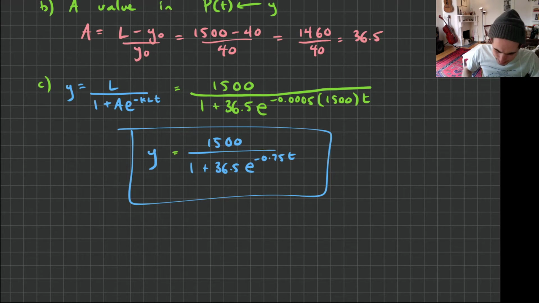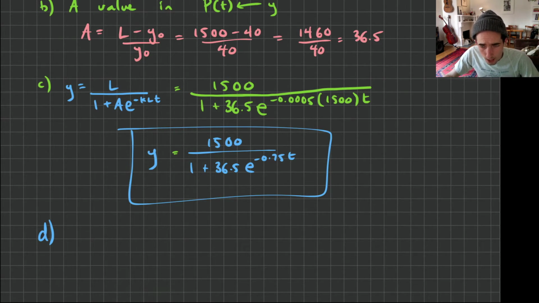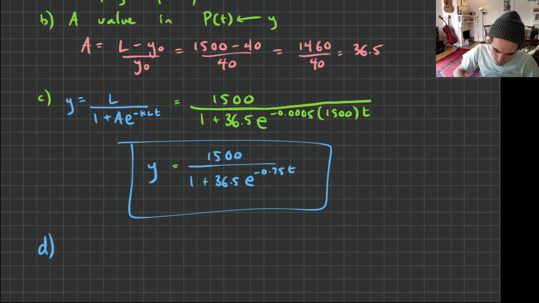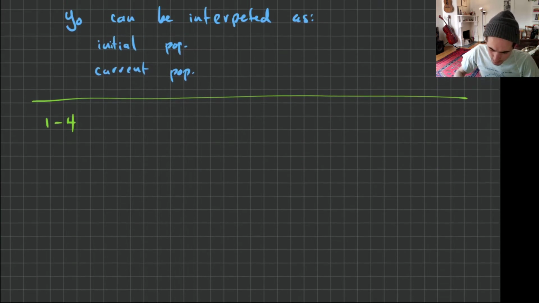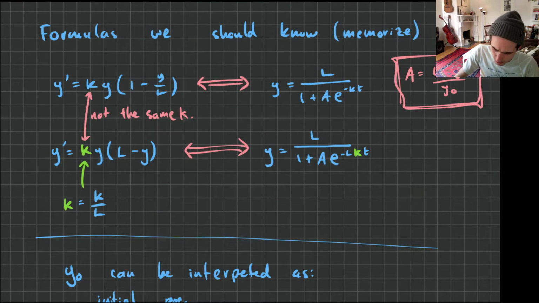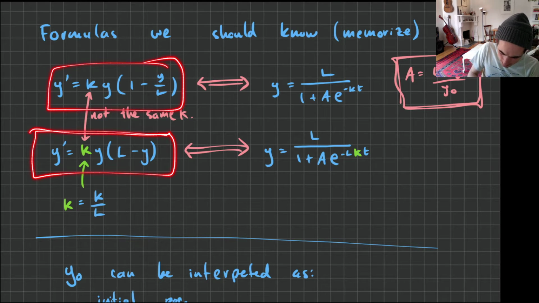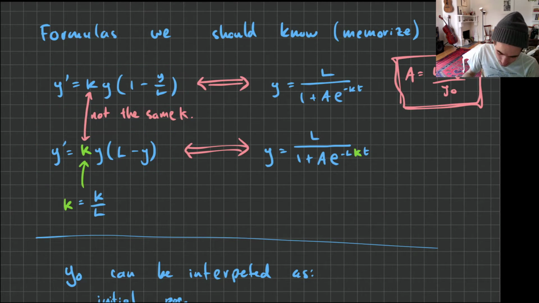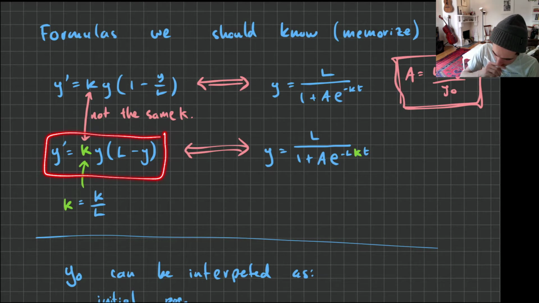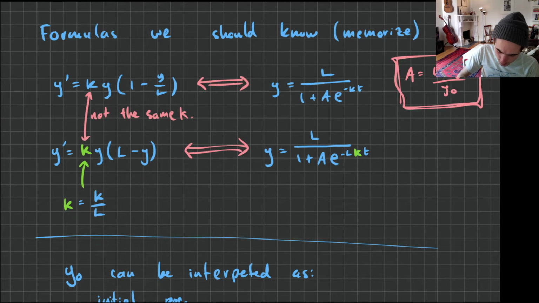Okay, so for part D, it's asking for the other form of the equation for y prime. We have these two forms of the equation, this one and this one. We should be able to go back and forth between the two, and it's asking us to do exactly that. So we're going to multiply this side by L over L, and that should give us exactly what we want.